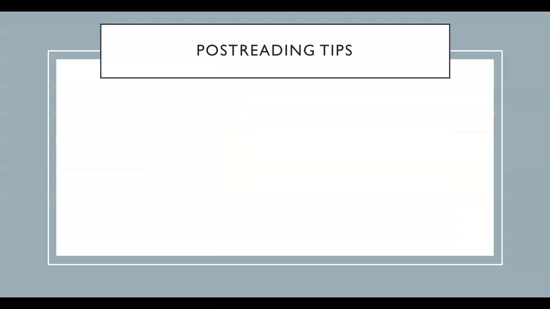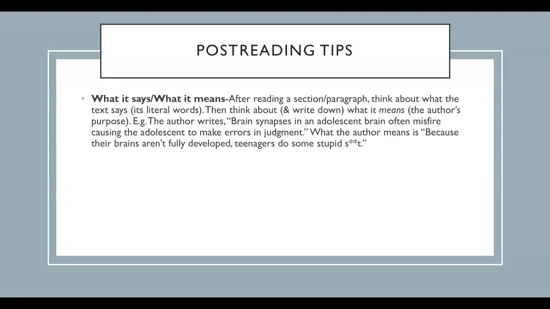All right, post-reading tips. These will be after you're done reading, not necessarily an entire book, but maybe a section. So after reading a section or paragraph, we call this what it says, what it means. I'd also think about why it matters. So look at the text and its literal words, and then think about and write down what it means. So what was the author's purpose?